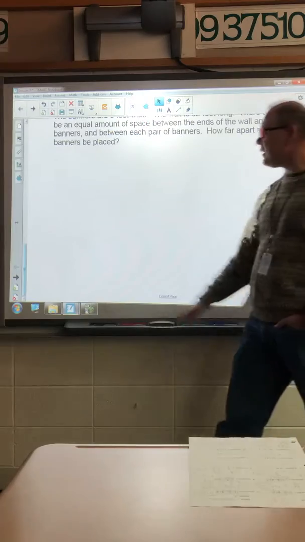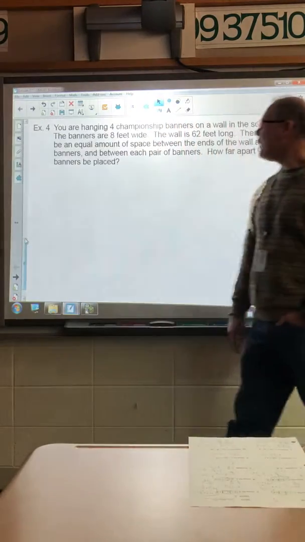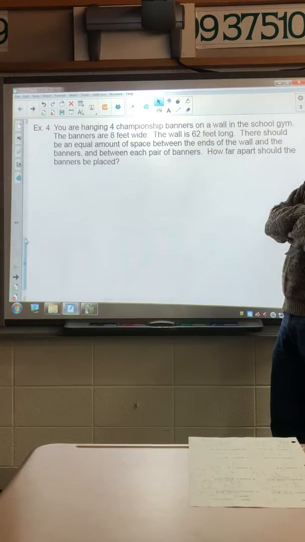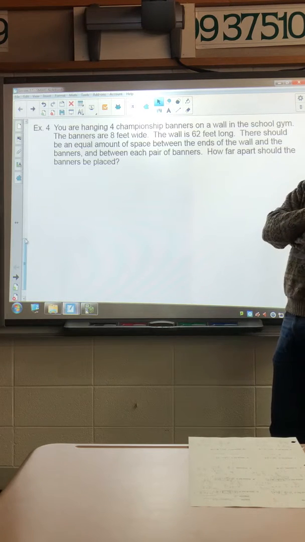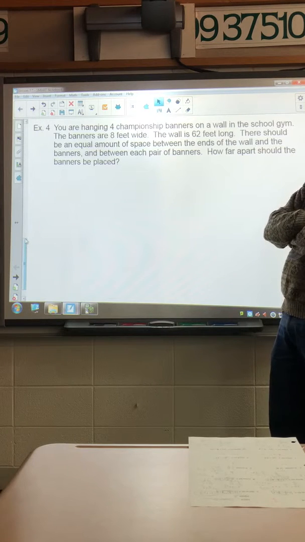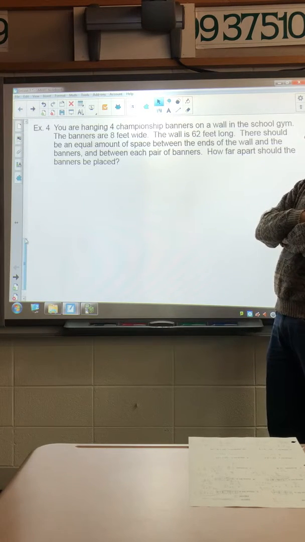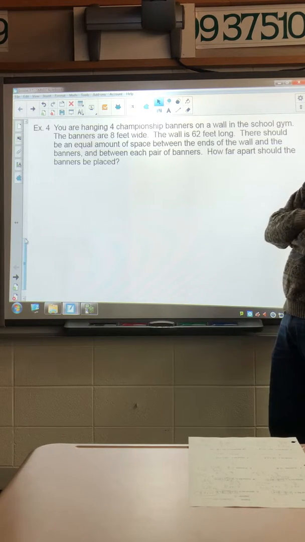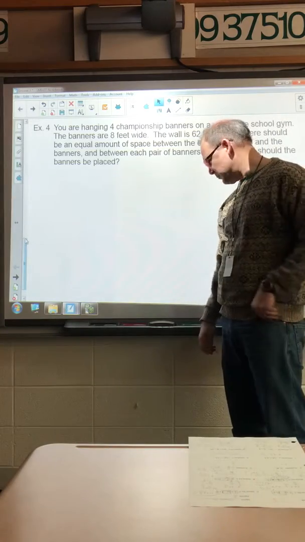You are hanging 4 championship banners on a wall in the school gym. The banners are 8 feet wide. The wall is 62 feet long. There should be an equal amount of space between the ends of the wall and the banners, and between each pair of banners. How far apart should the banners be placed?